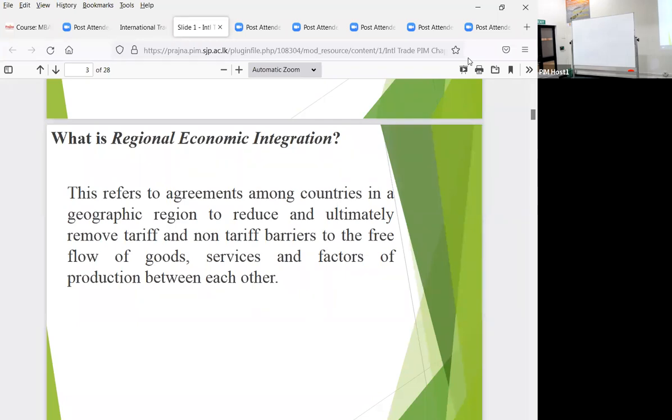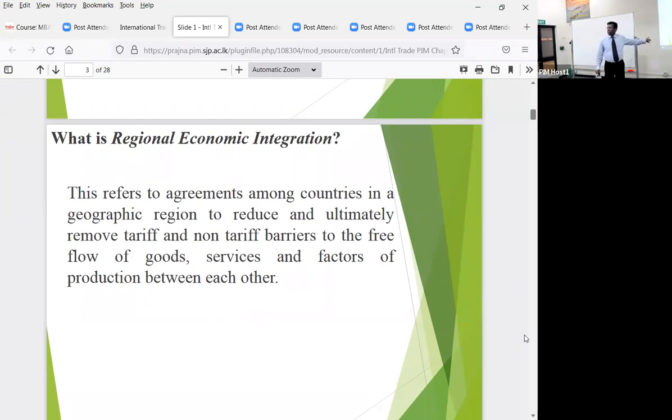So it's an agreement among the countries in a geographic region. Just imagine the European Union, a geographic region, or Sri Lanka in the South Asian region, or ASEAN in the ASEAN region.